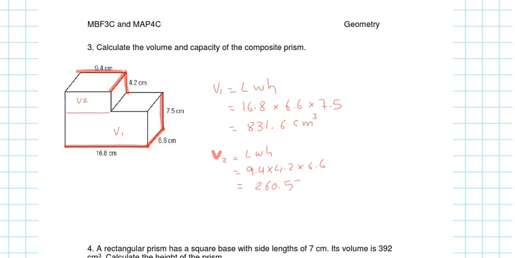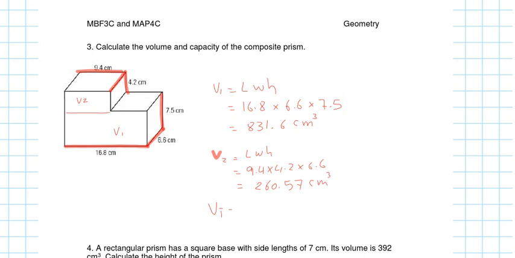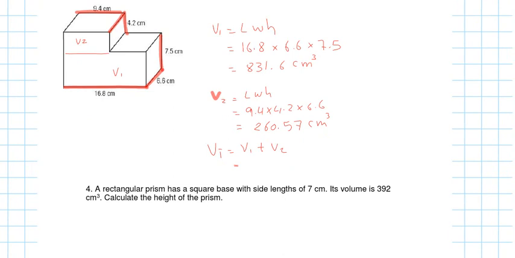And then to find your total volume, you just add the volume 1 plus volume 2. How many decimal places do you want this? 2 usually is pretty good. What would that answer be for this one? 1,000. Is that what you guys got?